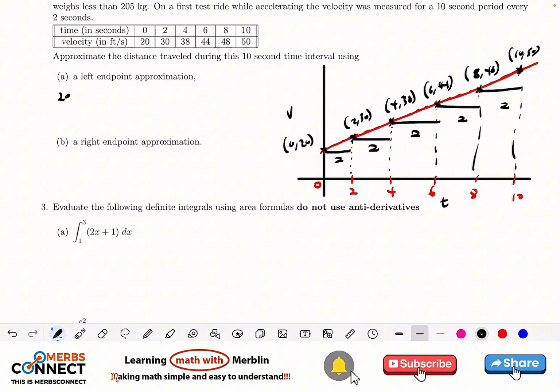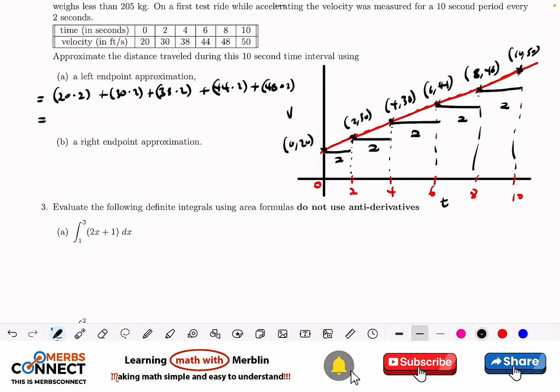We are going to have 20 times 2 plus 30 times 2 plus 38 times 2 plus 44 times 2 plus 48 times 2. And this should be equal to, when you do the multiplication, 360. So multiply this by this, this by that, this by that, this by that, and this by that.